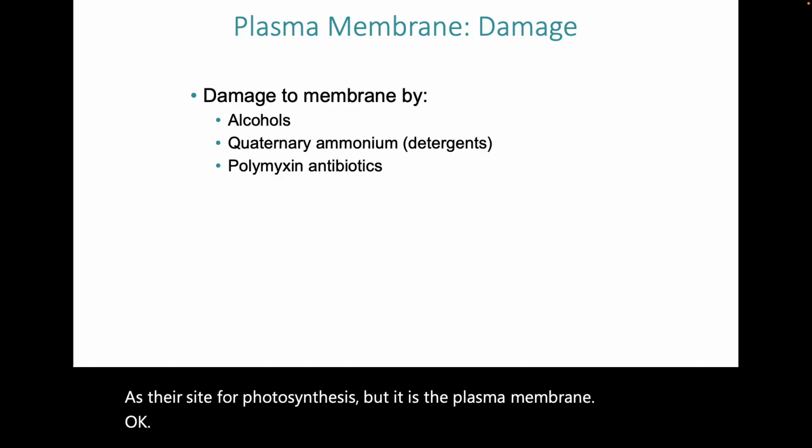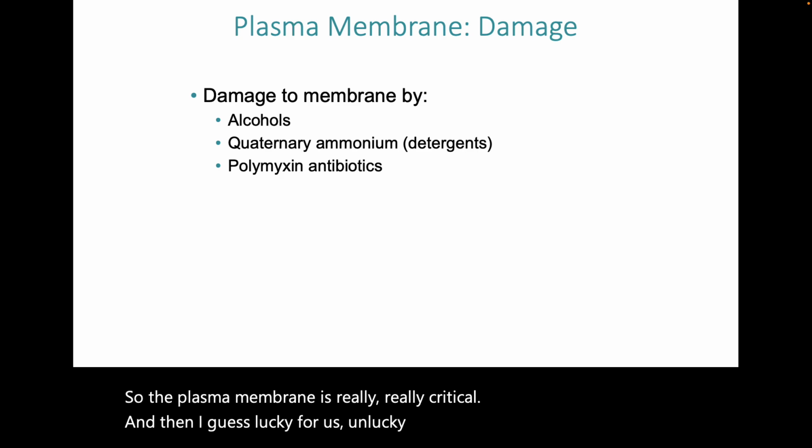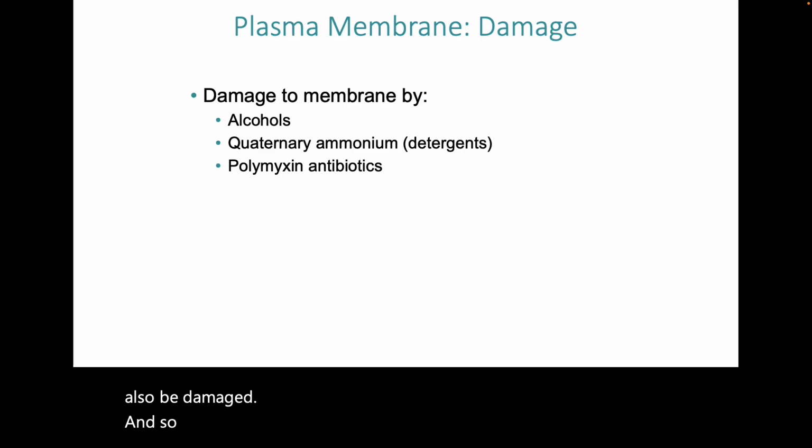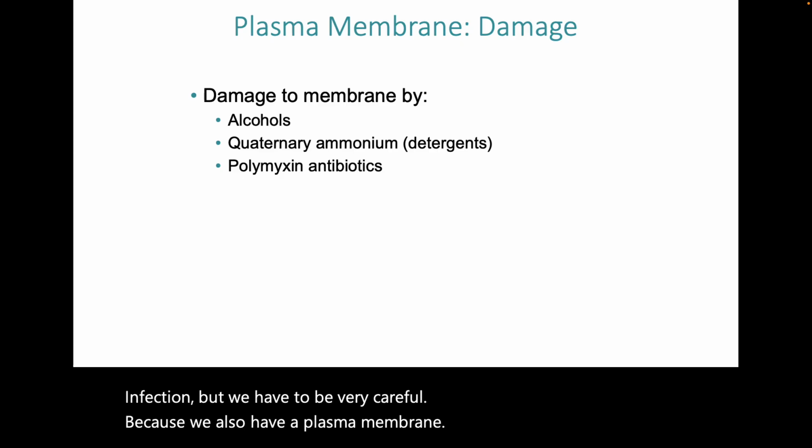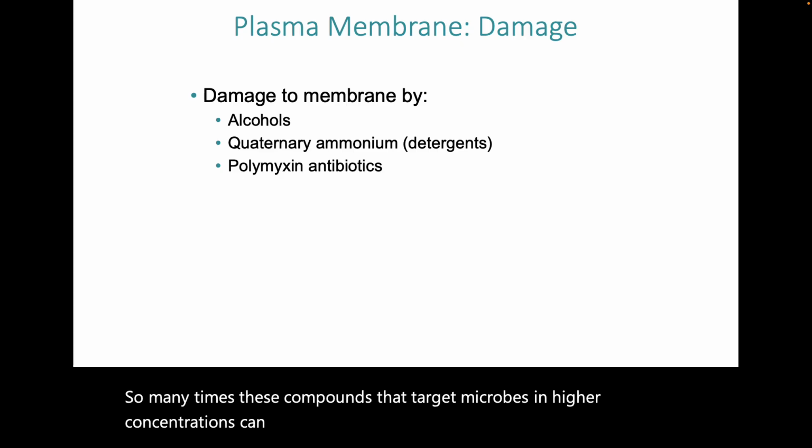So the plasma membrane is really, really critical. And then I guess lucky for us, unlucky for them, the plasma membrane can also be damaged. And so when we can damage the plasma membrane, right, that can allow us to target infection. But we have to be very careful because we also have a plasma membrane. So many times these compounds that target microbes in higher concentrations can also target our cells.